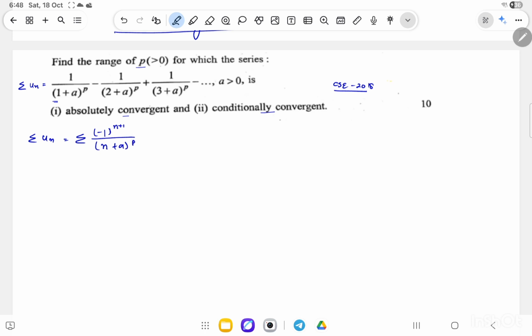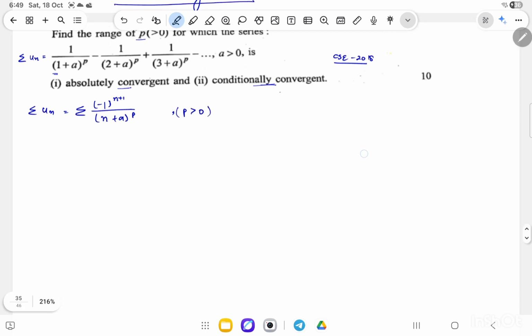So we are supposed to tell for what values of p the series is absolutely convergent and for what values of p the series is conditionally convergent. Also in the question they have given us that p is greater than 0. So we are supposed to check for all those p for which p is greater than 0. So first let's move on to see the absolute convergence.